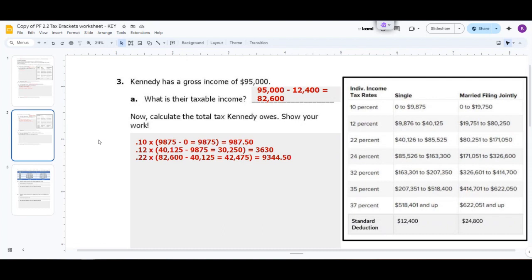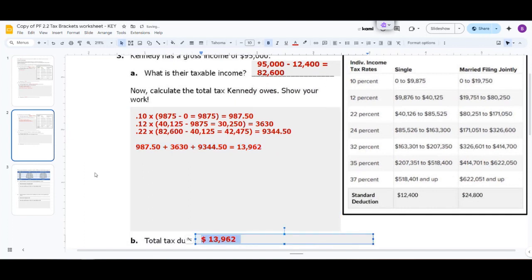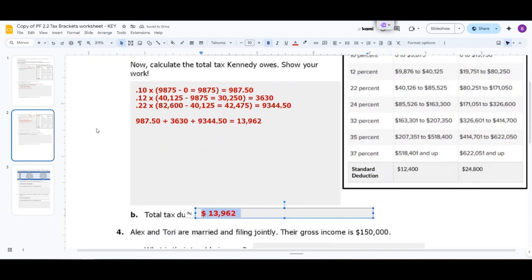And then all the remaining dollars up to the last dollar that's taxed, $82,600, minus the dollars that fell into one of the two earlier brackets. So we had 9,875 in that first one, about 30,250 in that second one. So altogether, it's going to be that 40,125. We need to subtract those dollars out again, so that we're isolating just the dollars in that 22% bracket. So 42,475 fall into that bracket. 22% of that is 9344.50. We add those three amounts up, and Kennedy owes 13,962.